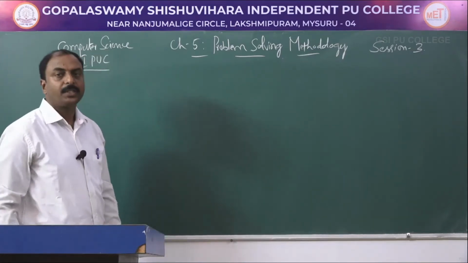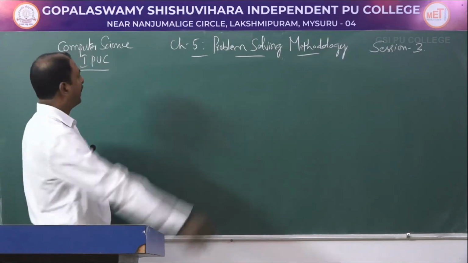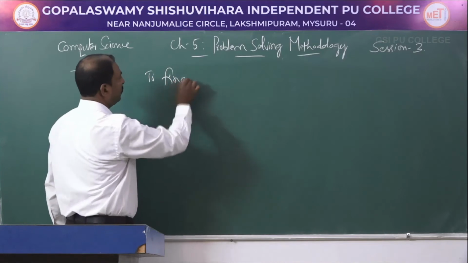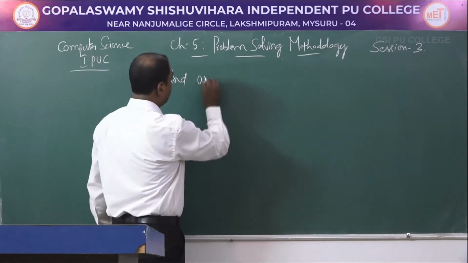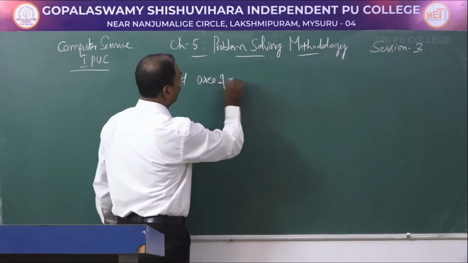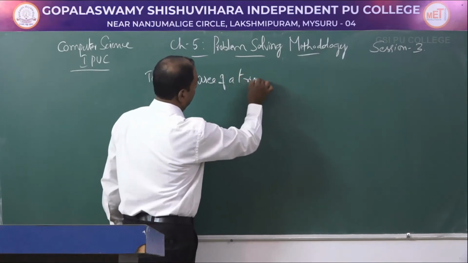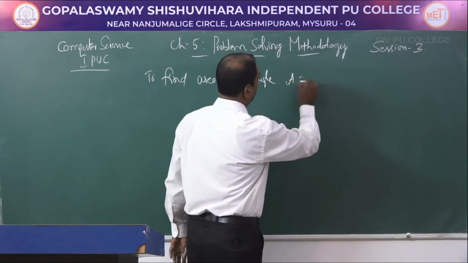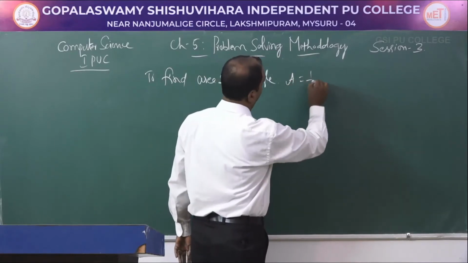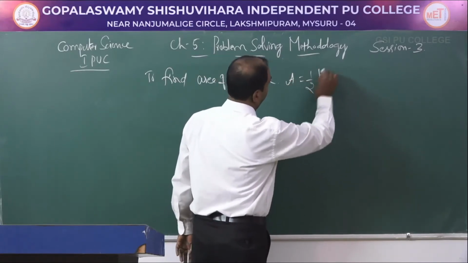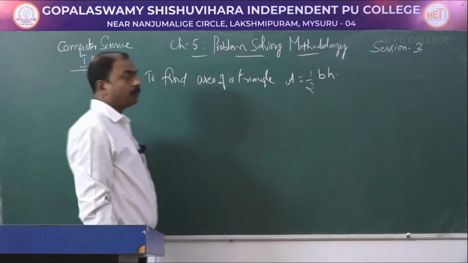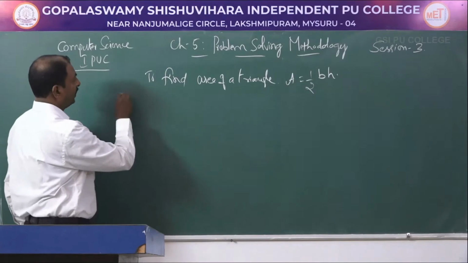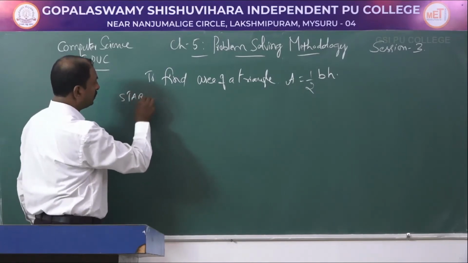Next algorithm is to find area of a triangle. You know the formula, A is equal to half BH, or base into height. So let us write the algorithm. Let us start this algorithm here.